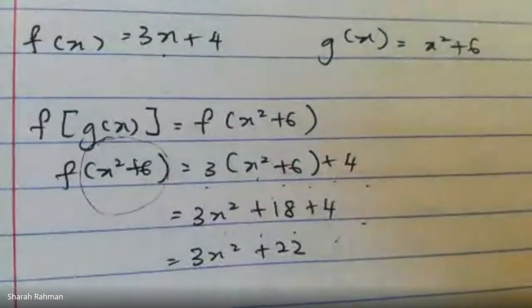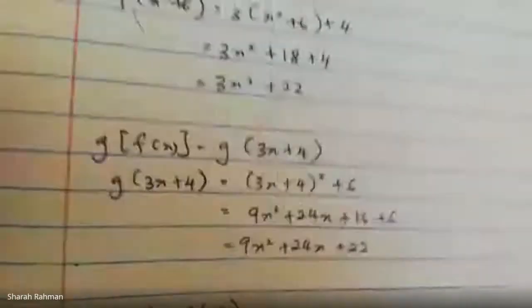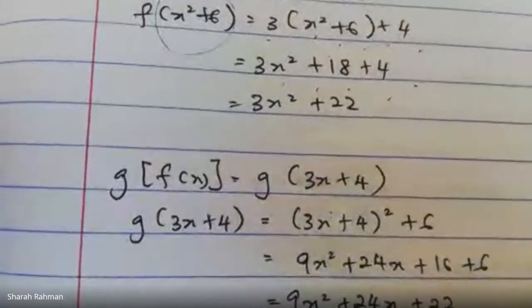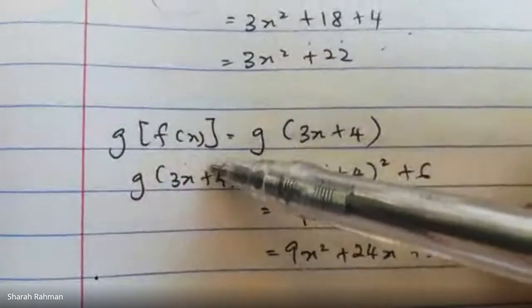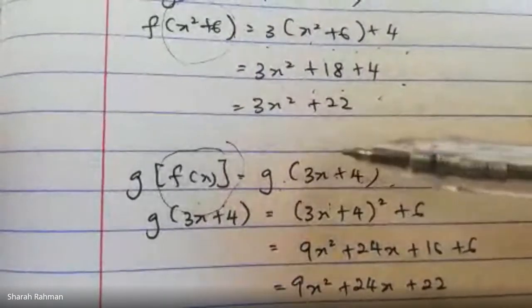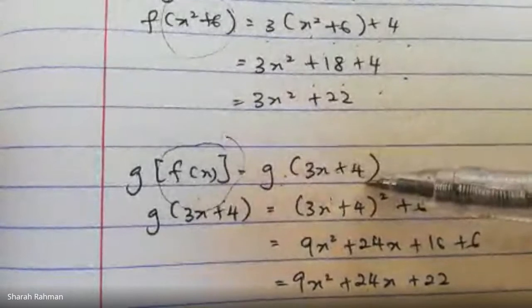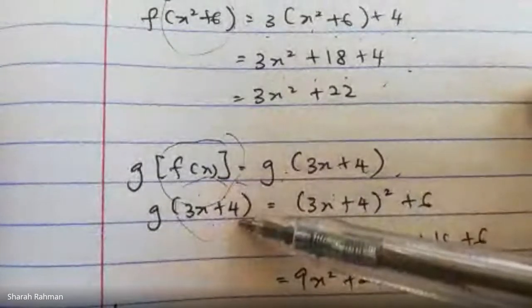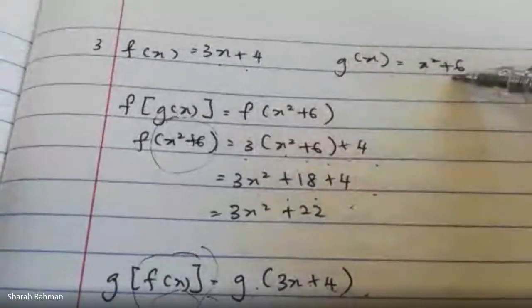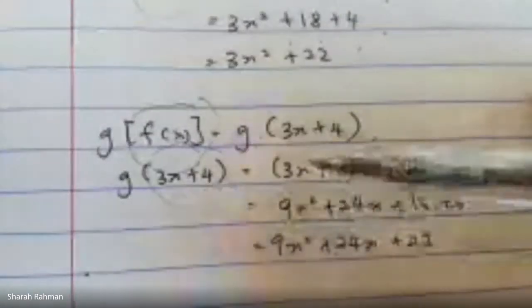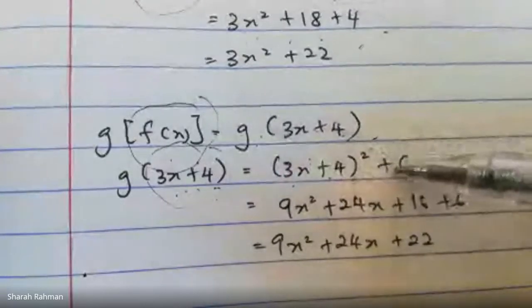Then we need to find the gfx. Okay, gf. Given before, fx. So we need to find gf. So gf is gfx. Okay, so we substitute fx here with the function given. So we write g 3x plus 4 because this is fx. Then we will find g 3x plus 4. So means here we must substitute this one inside gx function. So in x squared here, we will substitute with 3x plus 4. So 3x plus 4 squared plus 6.